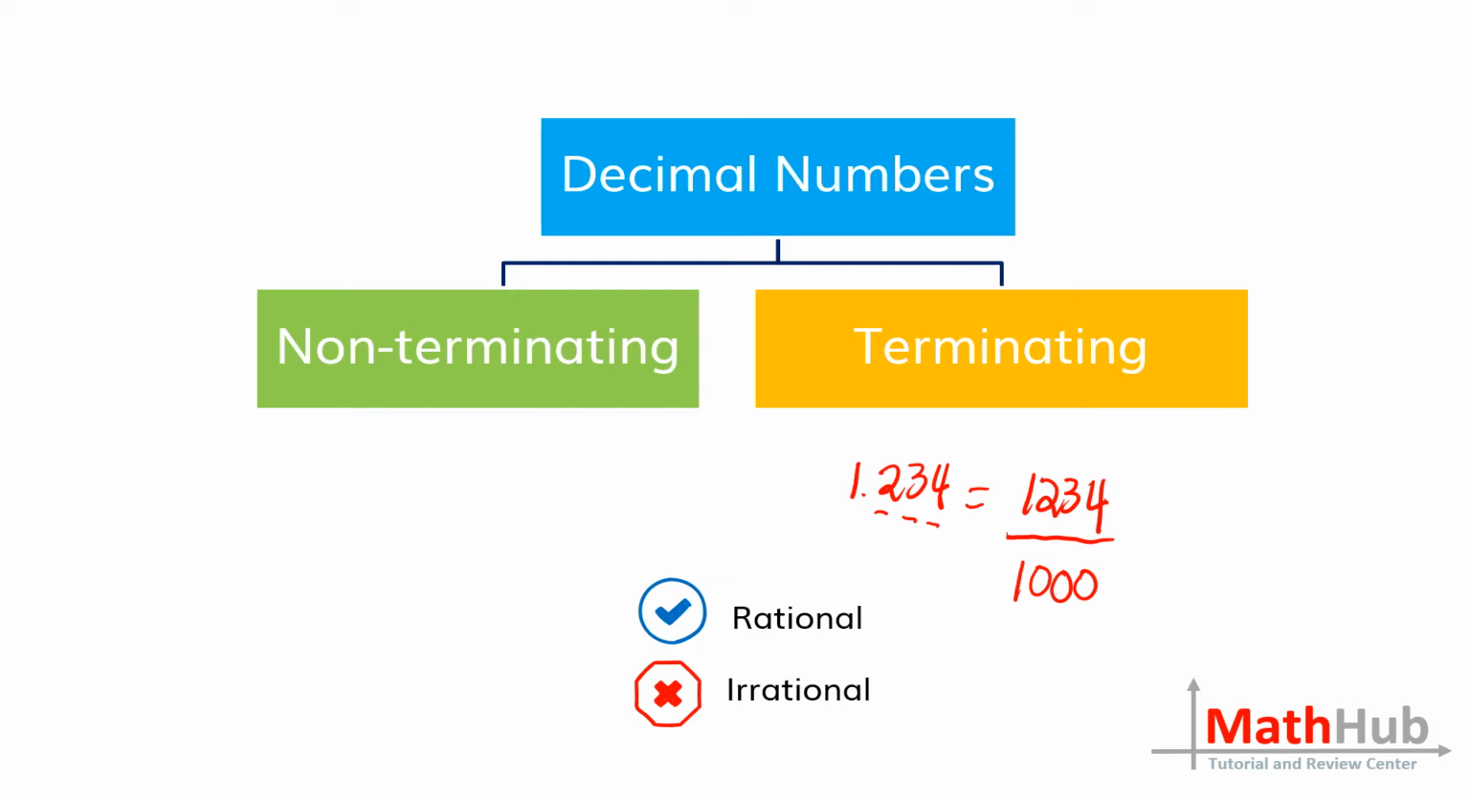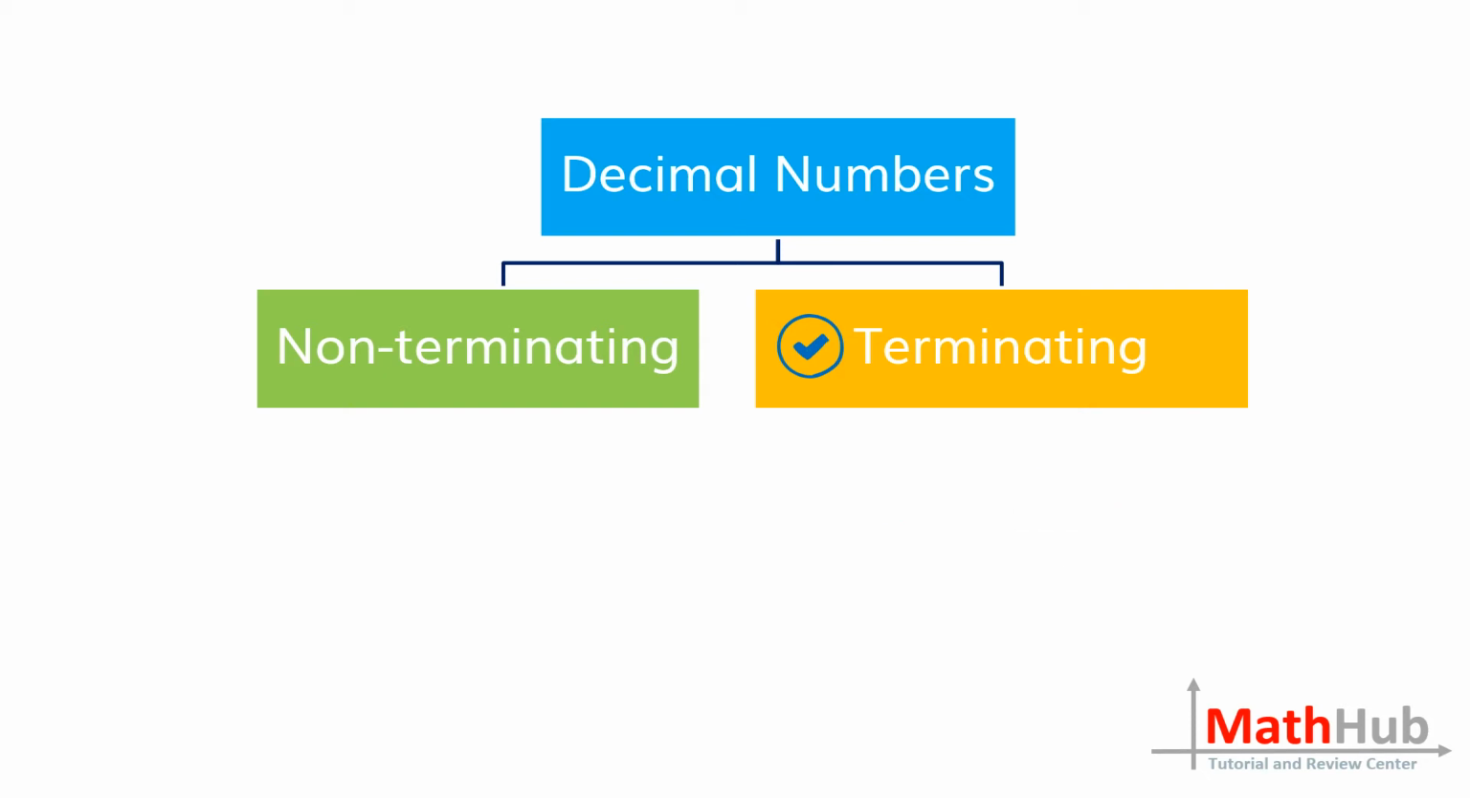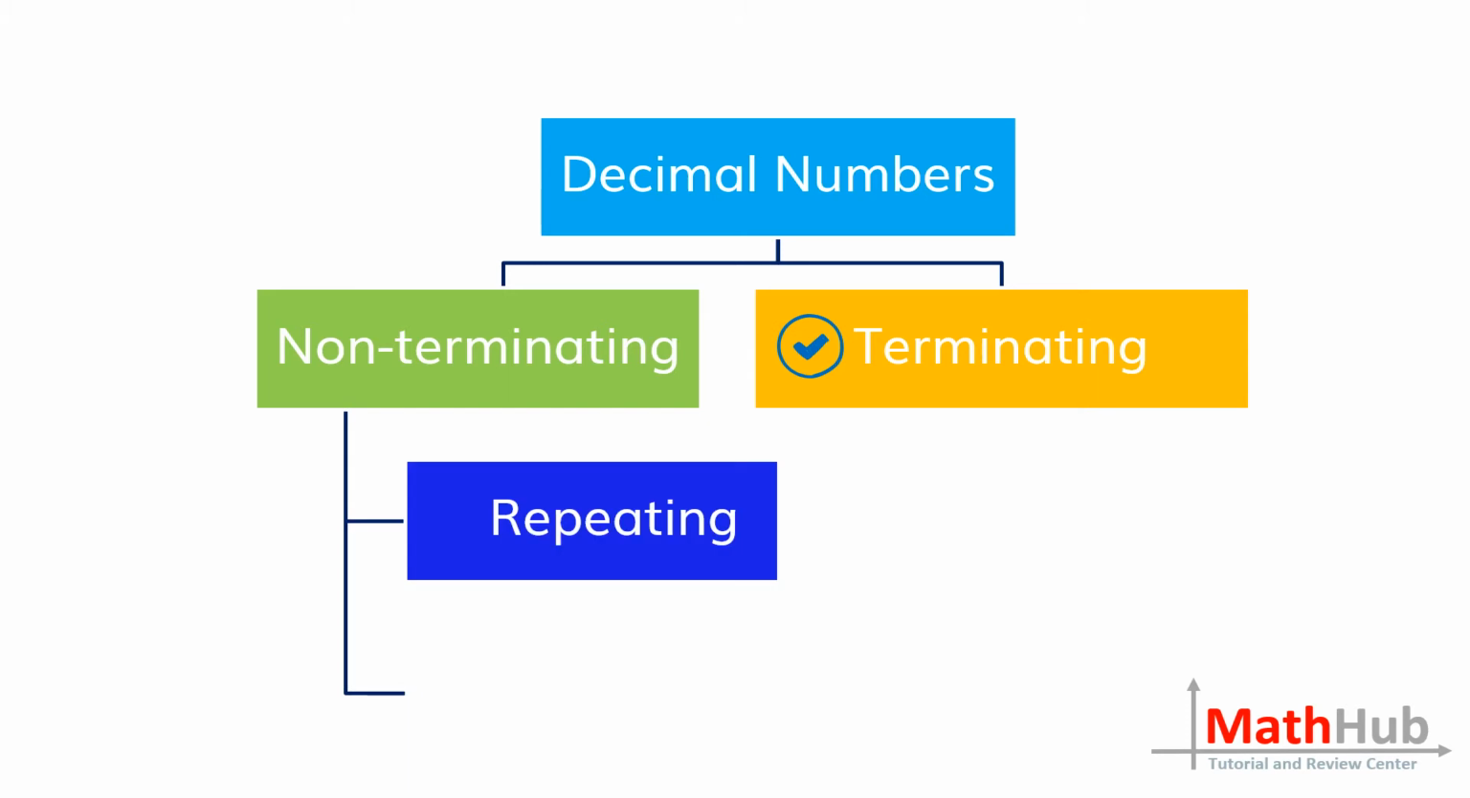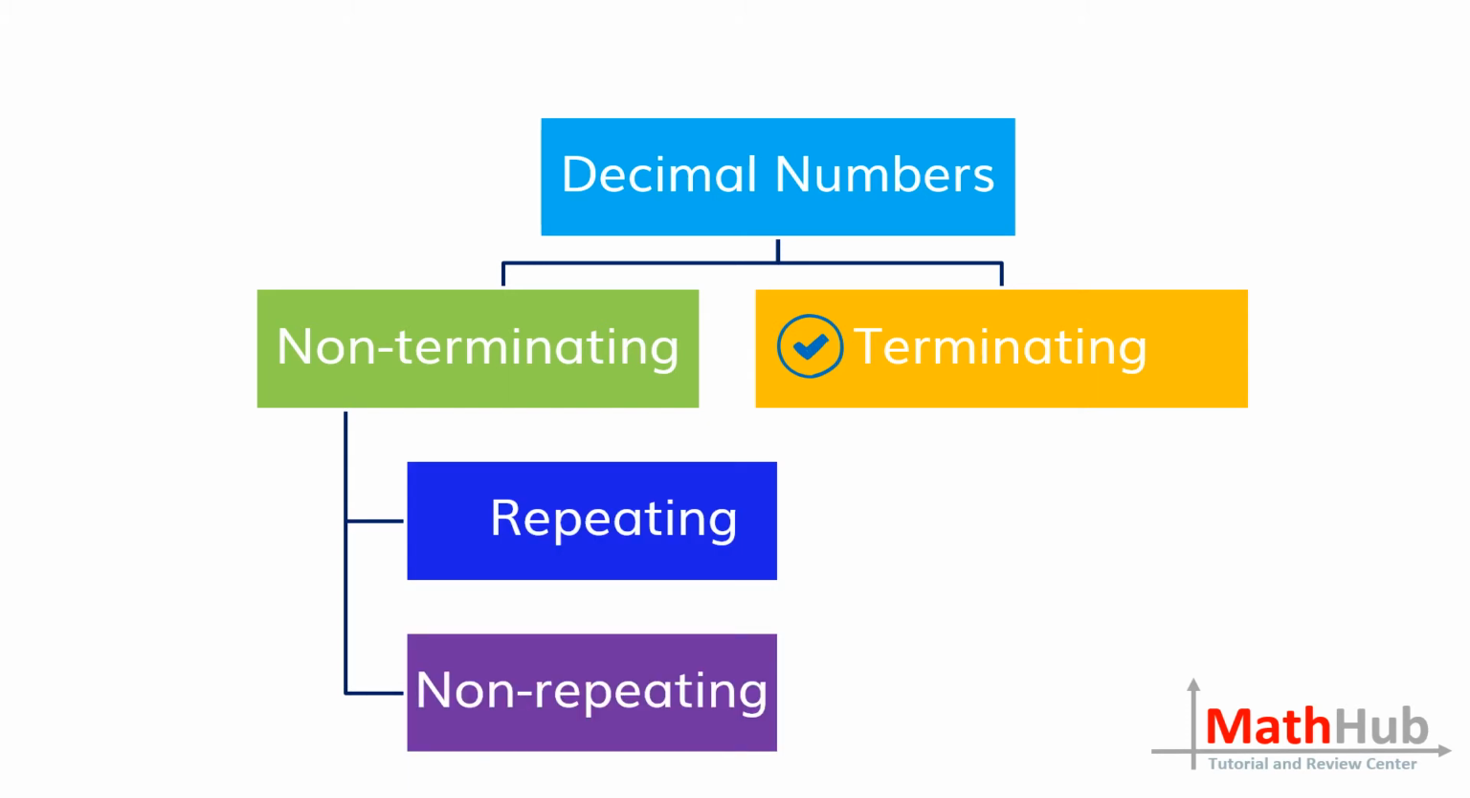As simple as that. So from what we have seen here, all terminating decimals can always be expressed as a quotient of two integers. Meaning to say, they are rational. So we have a check mark there. Now, it doesn't mean that non-terminating decimals will automatically be irrational numbers. We still have to check whether they are repeating or non-repeating decimals.